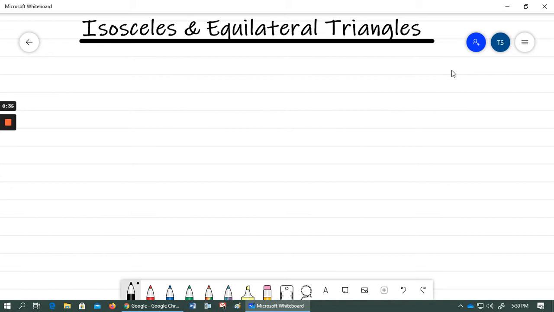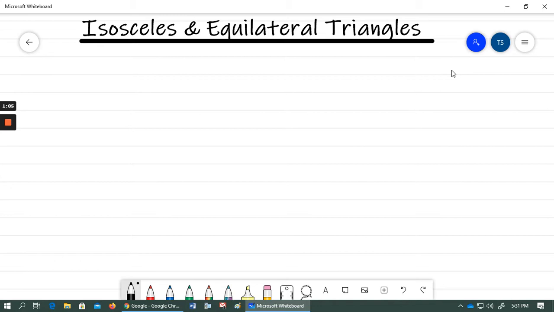the exterior angles theorem, which tells the relationship that an exterior angle of a triangle has with its two remote interior angles, and the fact that the exterior angle is equal to the sum of those two remote or opposite interior angles. But again, folks, in this video we're going to get into isosceles triangles and equilateral triangles.